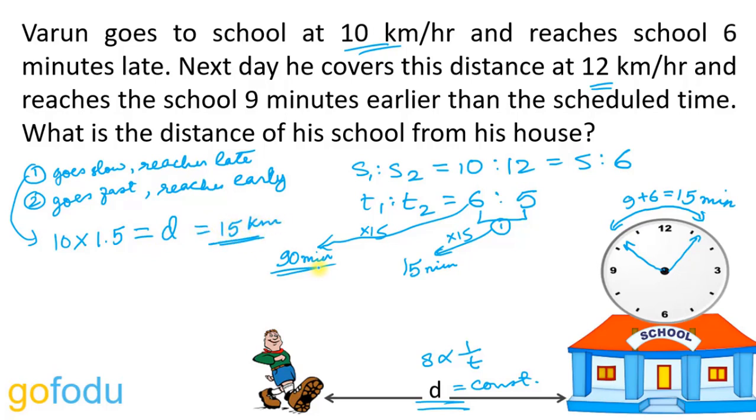So in the first case, our time was constant when two people were running towards each other or running in the same direction in order to meet at some point. In this case, distance is constant and the person covering the distance is changing his speed, and due to change in speed, the time is also changing.